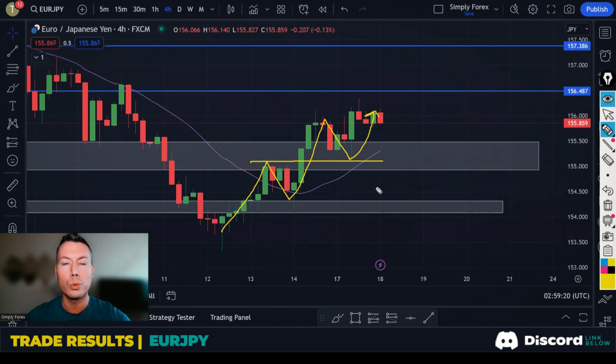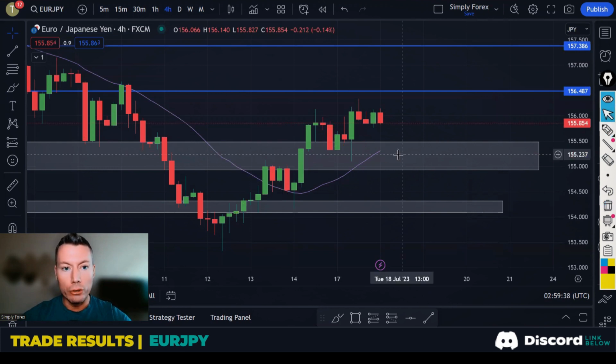Sometimes, guys, the H1 price action might be difficult to read, the structure, the candlesticks. So sometimes move up to the H4 and things are a lot clearer. I mean, look at this trade. It was a beautiful trade in hindsight. So that was euro yen.